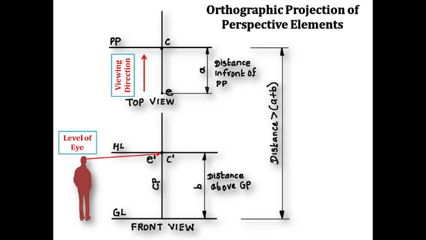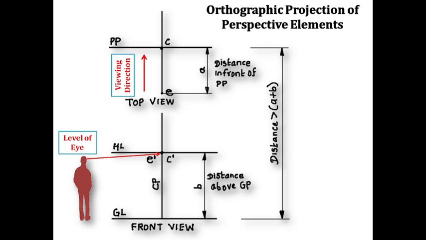Before we draw the perspective projection of an object, we must first understand the orthographic projection of the perspective elements. This construction forms the foundation for the visual ray method. Observe the figure carefully. It shows all the important elements required for perspective projection. The ground plane, or GP, is the horizontal plane on which the object rests. The picture plane, or PP, is the vertical plane on which the perspective view is formed.